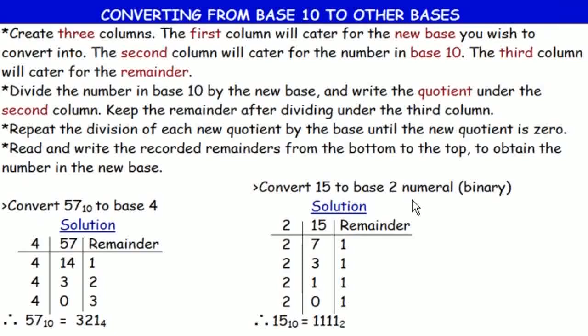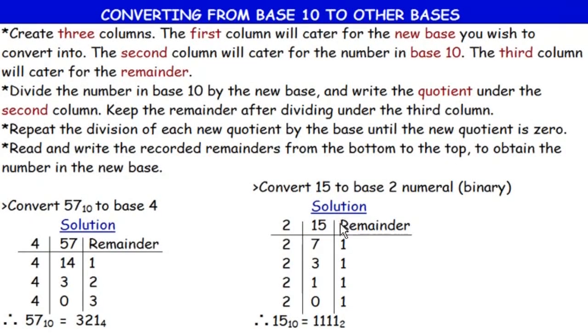So let's look at this example here. We have to convert 15 to base 2. Now whenever you don't see any base or any subscript beside the number, the base is base 10, because we said base 10 is the standard base in which all numbers are written. So if you don't see any subscript, it is assumed that it is in base 10.